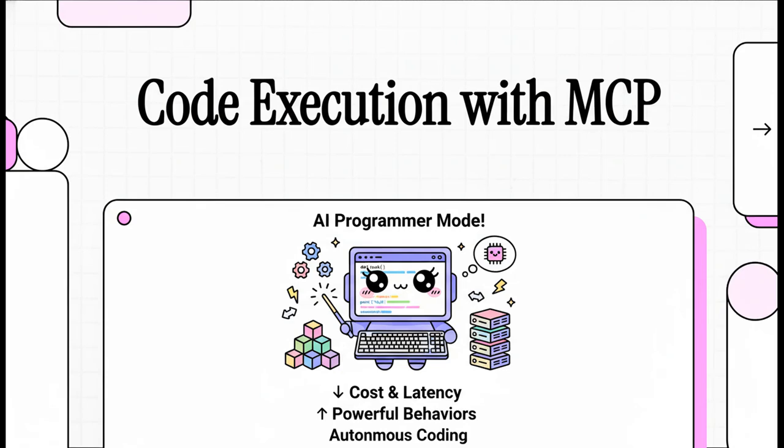All right, what if your AI assistant could act less like a script follower and more like a really skilled programmer? Today, we're going to dig into a huge shift in how AI agents work, a change that makes them way faster, cheaper, and a whole lot more powerful, just by teaching them how to code.